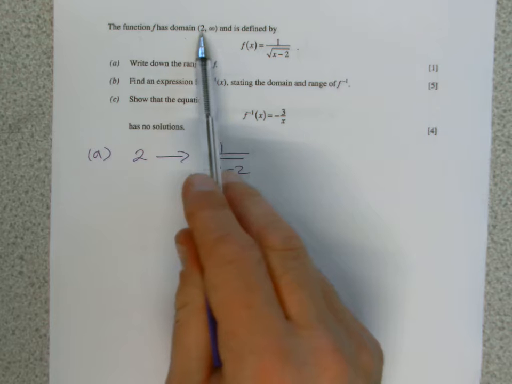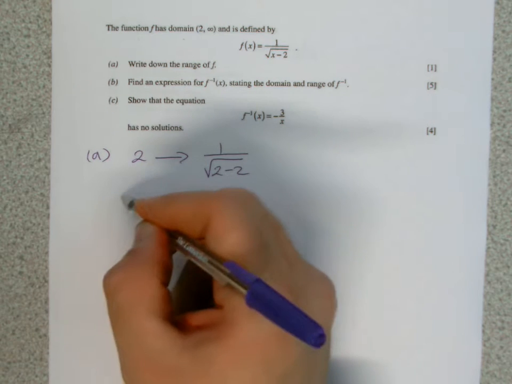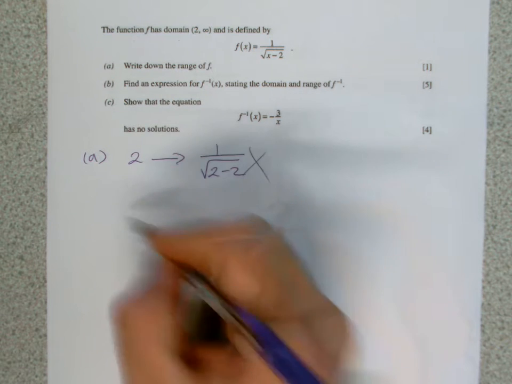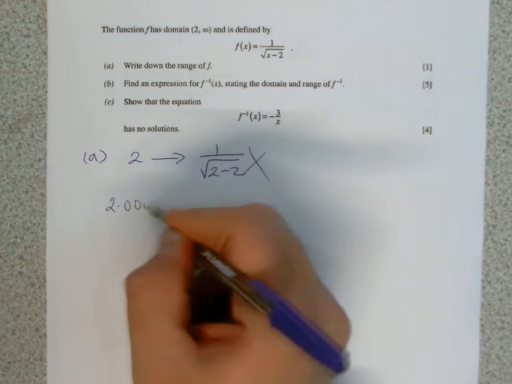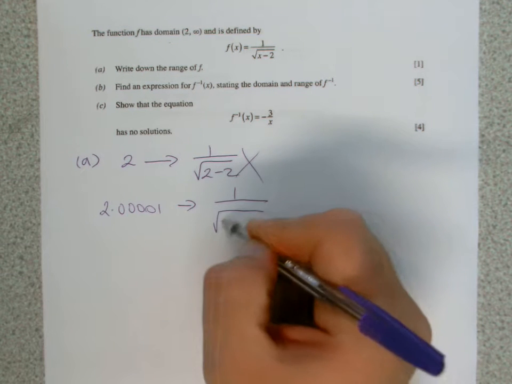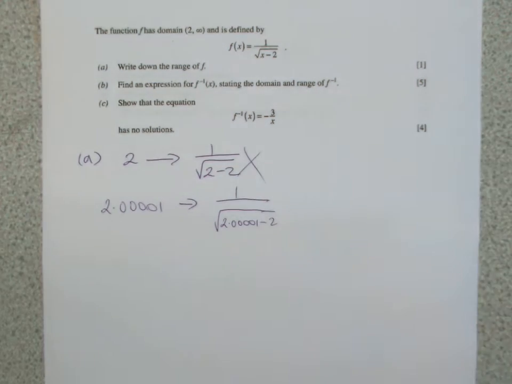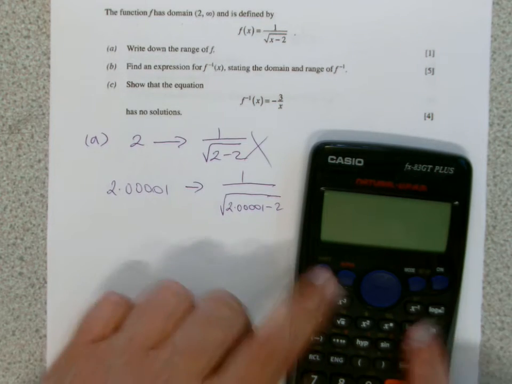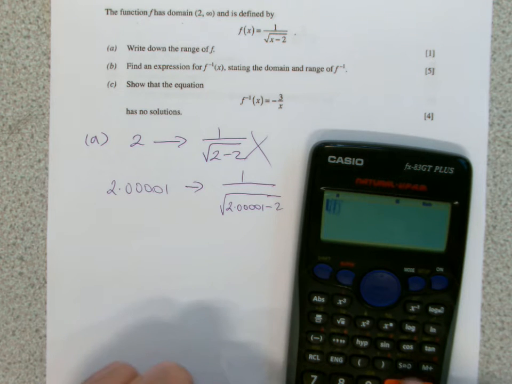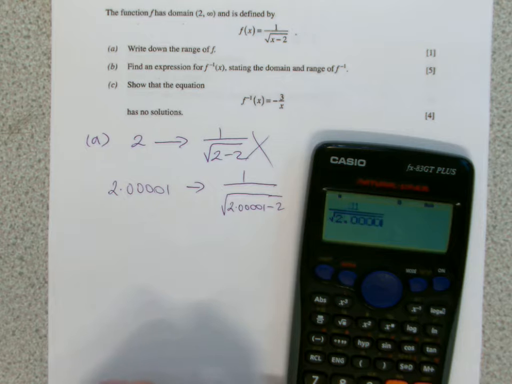But because 2 isn't included, everything up to 2 is included, so what we could do, because we can't work that out, is put 2.00001 in or something like that to see what happens, and use our calculator. If I put that on my calculator, root of 2.0001 take away 2, you get quite a big number, don't you?